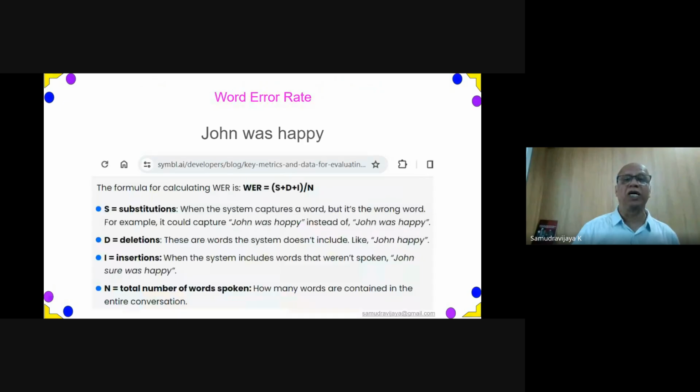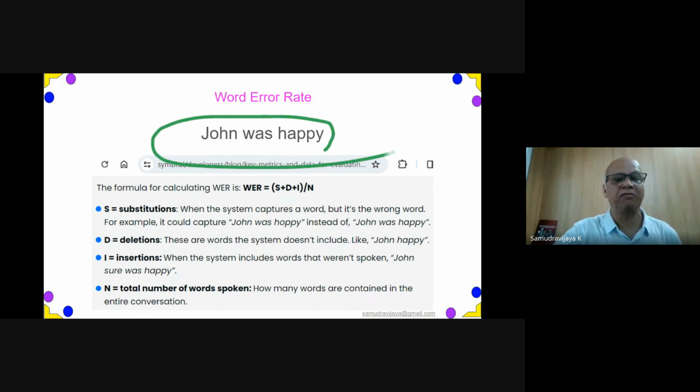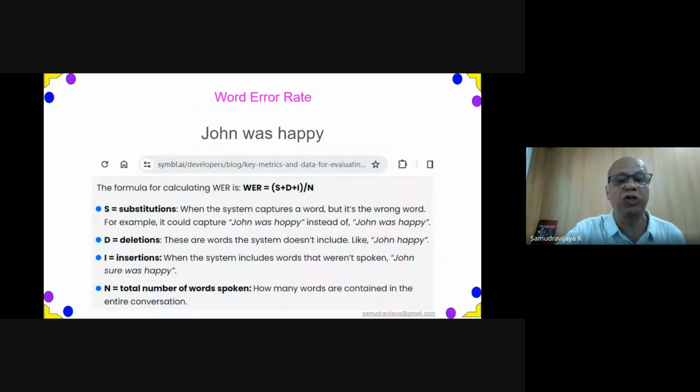So we talked about word recognition. Now we go to sentence recognition. Let's look at this particular sentence, there are 3 words here. It may so happen that the person actually spoke "John was happy," but the system recognized it as "John was hoppy." Can you see the word hoppy? So it's an error. This is called a substitution error. Instead of recognizing happy, a similar sounding word, it recognizes hoppy.